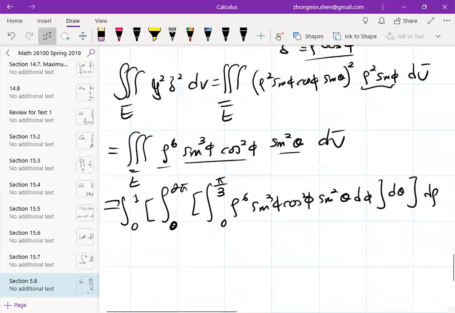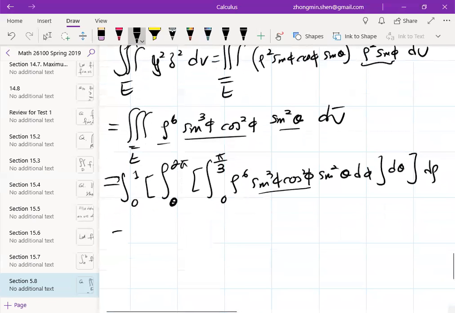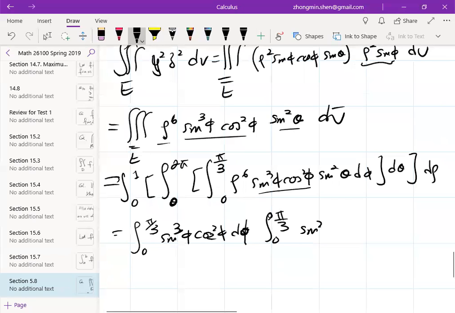But when you evaluate this integral, you just need to focus on phi. Then you take it out. Actually, quickly you can realize that this is a product of 3 integrals: from 0 to pi over 3, sine cube of phi and cosine square phi d phi; and this integral from 0 to 3, sine square theta d theta; then this integral from 0 to 1, rho to the power 6 d rho. Okay, so you can evaluate each of them.